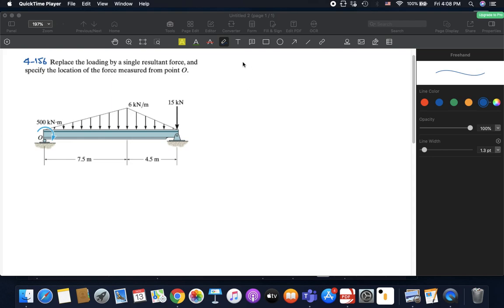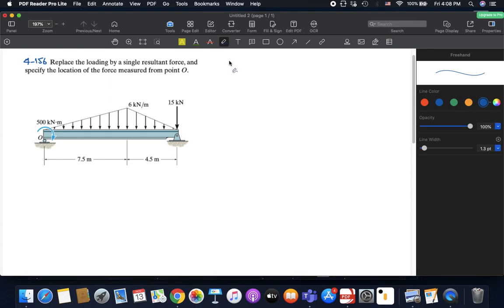We will continue with section 4.9 in the book, which was talking about the reduction of a simple distributed loading. So 4.9. Now we will be discussing a very interesting example today. This is problem 4-156, so 156 in chapter 4.